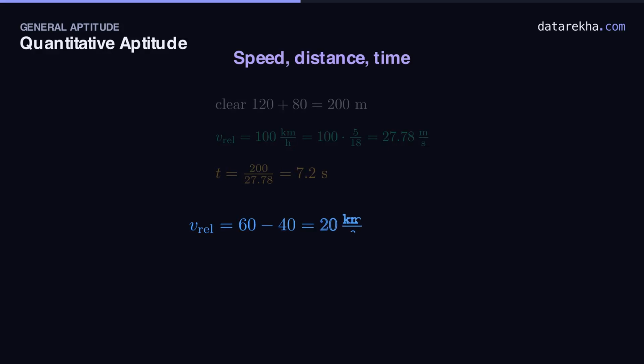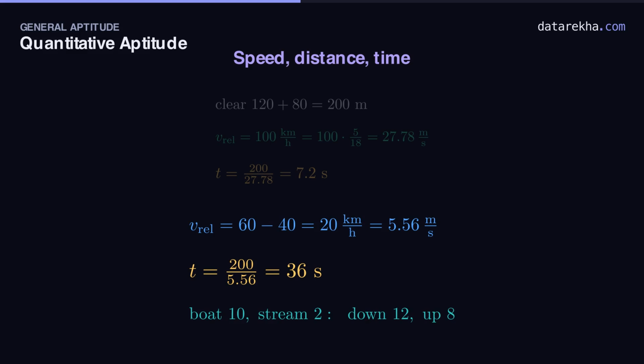Change only the direction. Chasing the same way, the closing speed drops to 20 an hour, 5.56 meters a second. So the same 200 meters now takes 36 seconds, 5 times longer. The same logic runs boats on a stream. Downstream you add the current, upstream you subtract it.